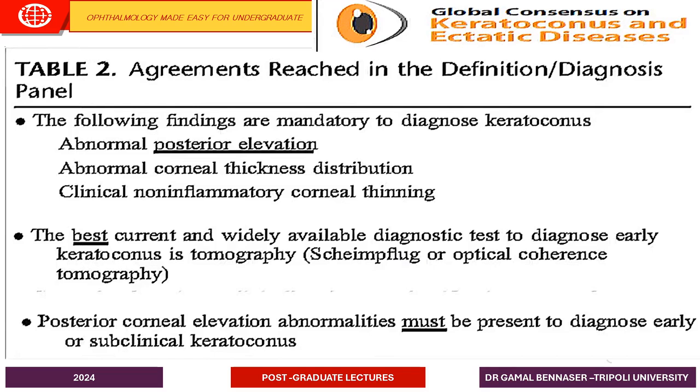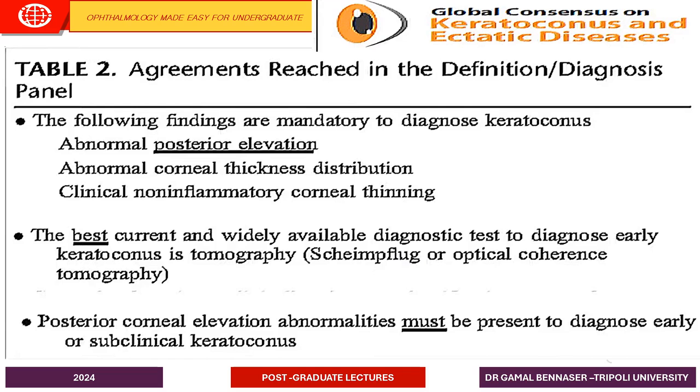Also, the recommendation of this global consensus is that the best currently available way for diagnosing keratoconus is by the use of tomography rather than topography. By tomography, we mean elevation-based tomography, especially Scheimpflug technology, and posterior corneal elevation abnormality must be present to diagnose early subclinical keratoconus.